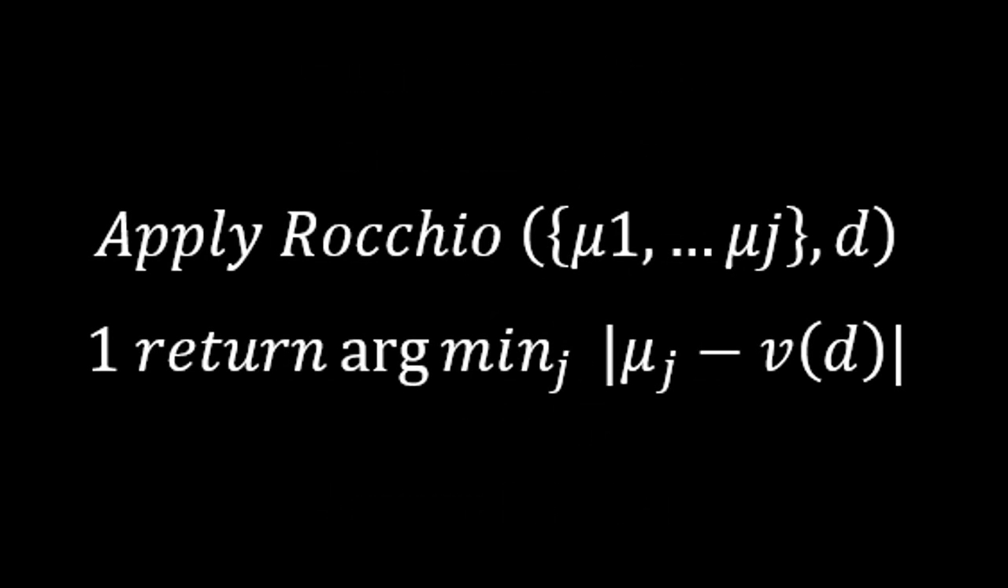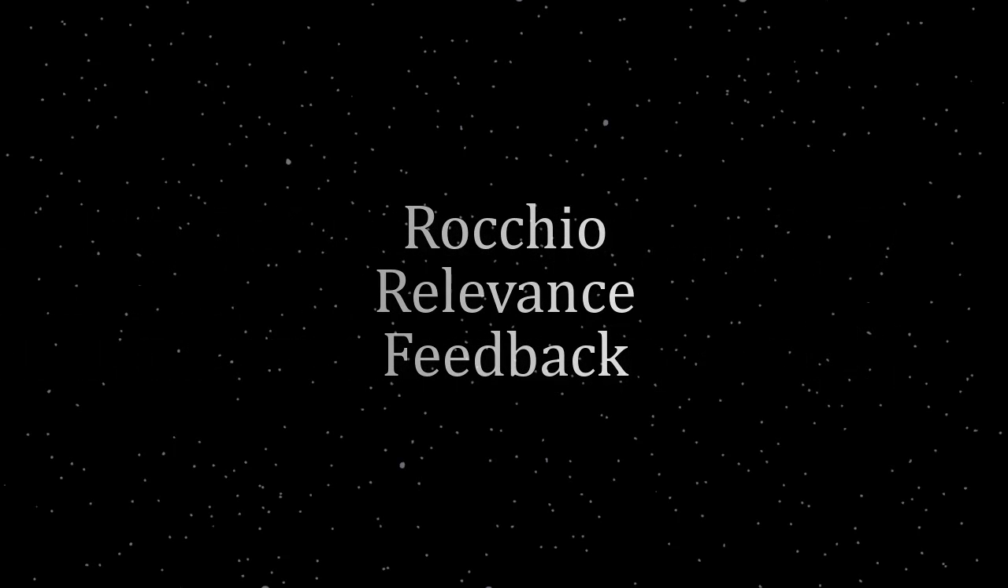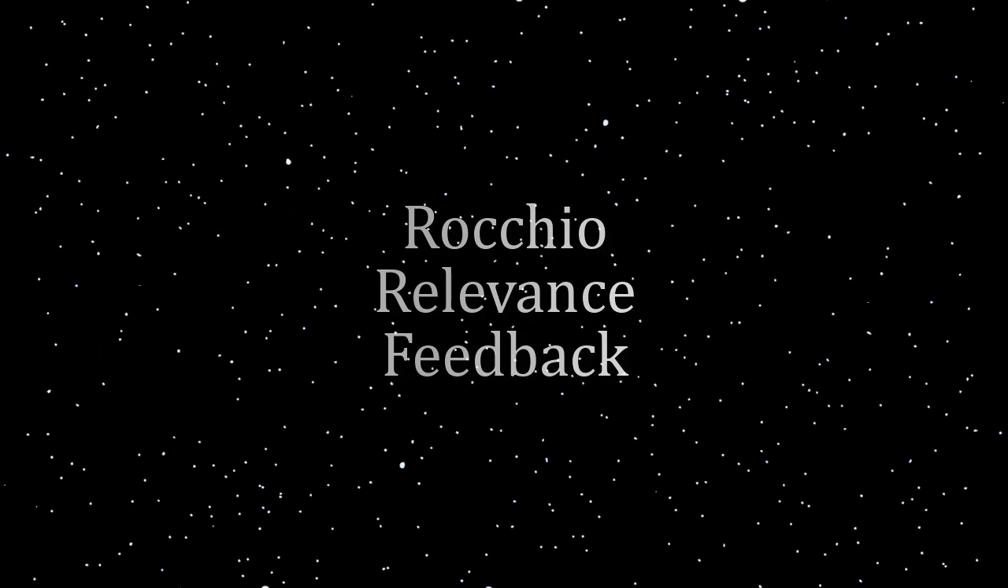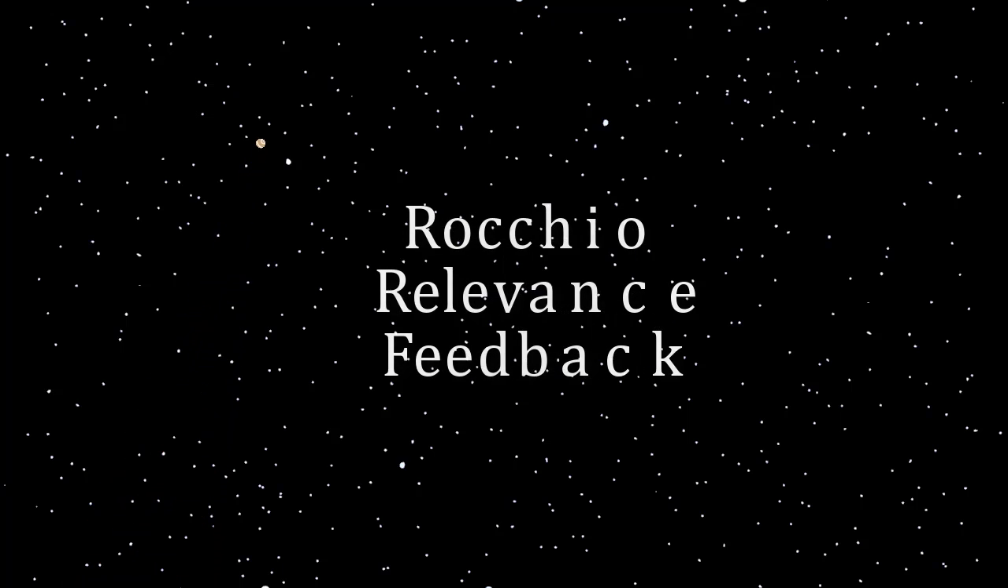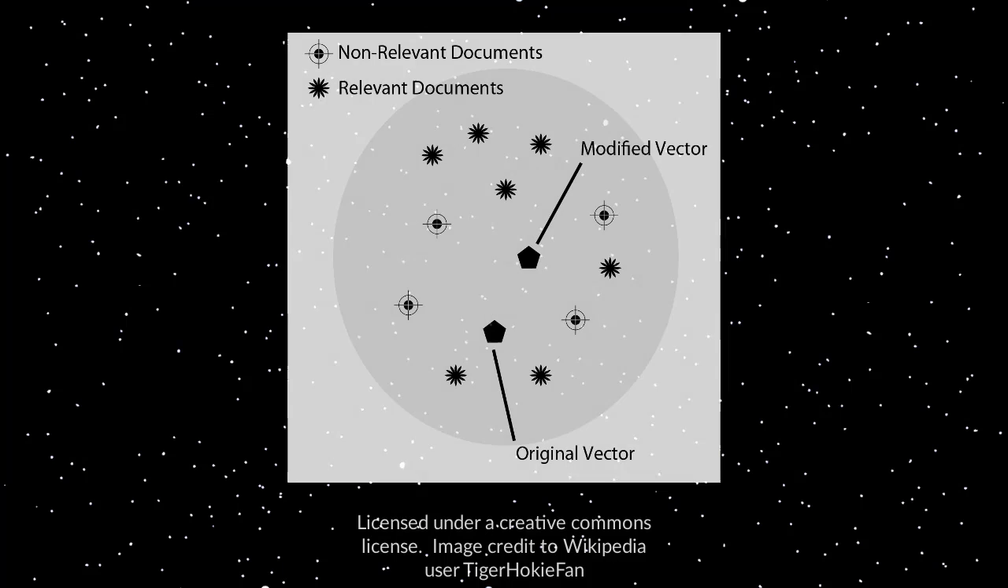When applying Rocchio, you require the set of centroids and the document. It returns the nearest centroid to the given document. Rocchio classification is a variation on Rocchio relevance feedback. Rocchio relevance feedback became popular in the 1970s and is used to improve the recall of queries. It uses the vector averages of relevant and non-relevant documents to modify the user's query and generate more accurate results.